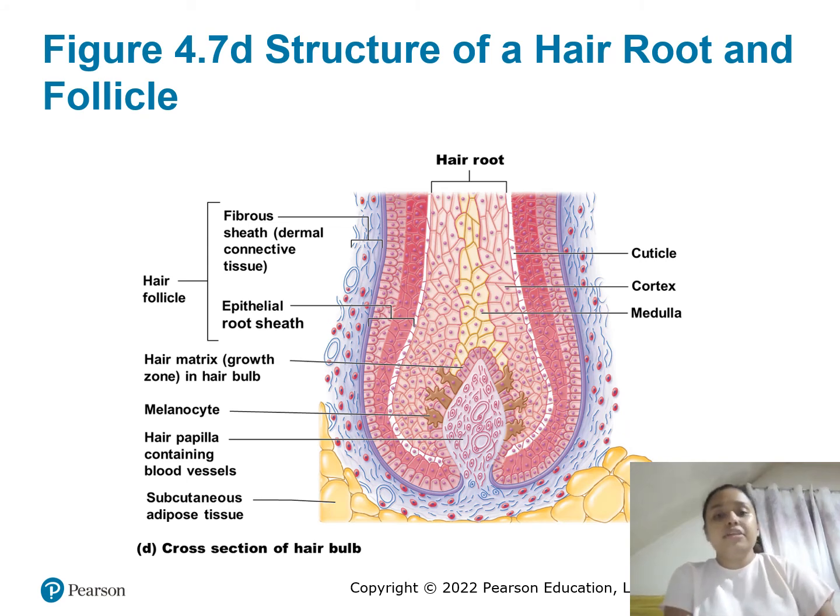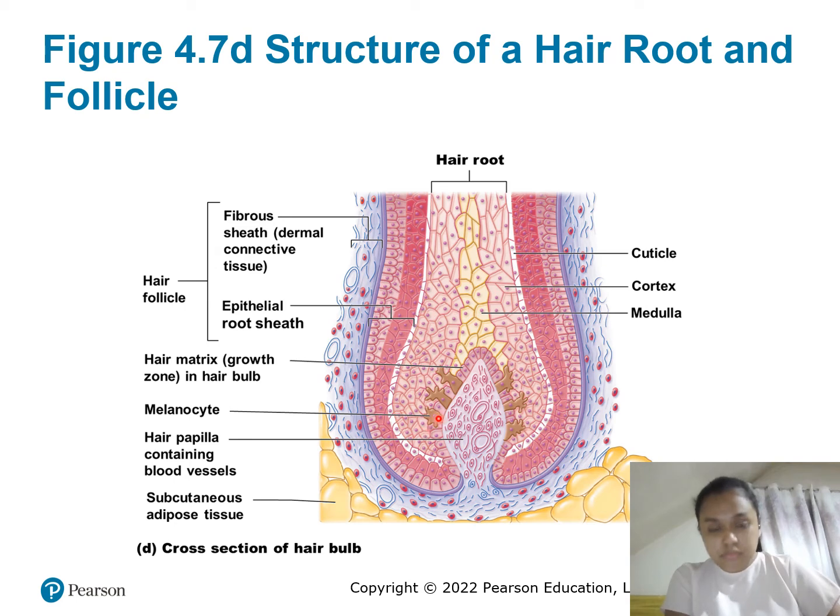Now, this is the structure of your hair root, right? Okay. So for context, this entire thing is your hair follicle. This is the hair root, okay? So, we've talked about the cuticle, the cortex, and the medulla. Now, this is your epithelial root sheath. Okay. And then your hair matrix, this is where the baby hair cells come out. As it gets older and more mature, it grows upward.